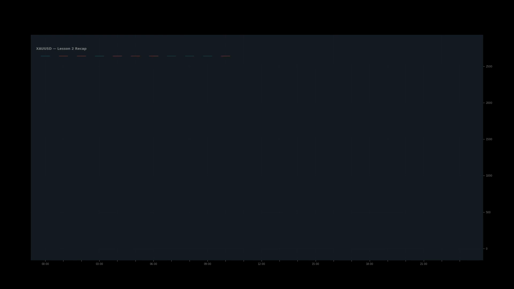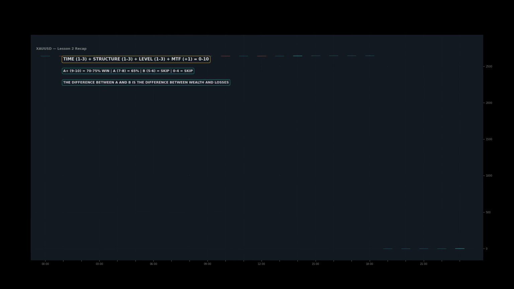Recap of Lesson 2. The confluence score equals time plus structure plus level quality plus the optional multi-time frame bonus. Maximum is 10 points. Time scores 1 to 3 based on which gate you trade. 15 o'clock and decisive 9 o'clock break score 3. 6 o'clock and 12 o'clock score 2. 18 o'clock and 21 o'clock score 1.